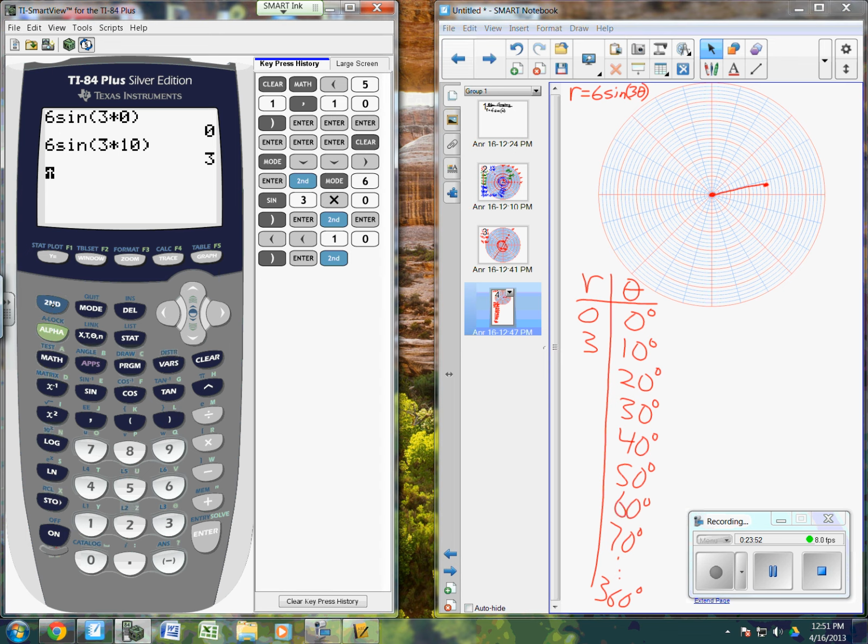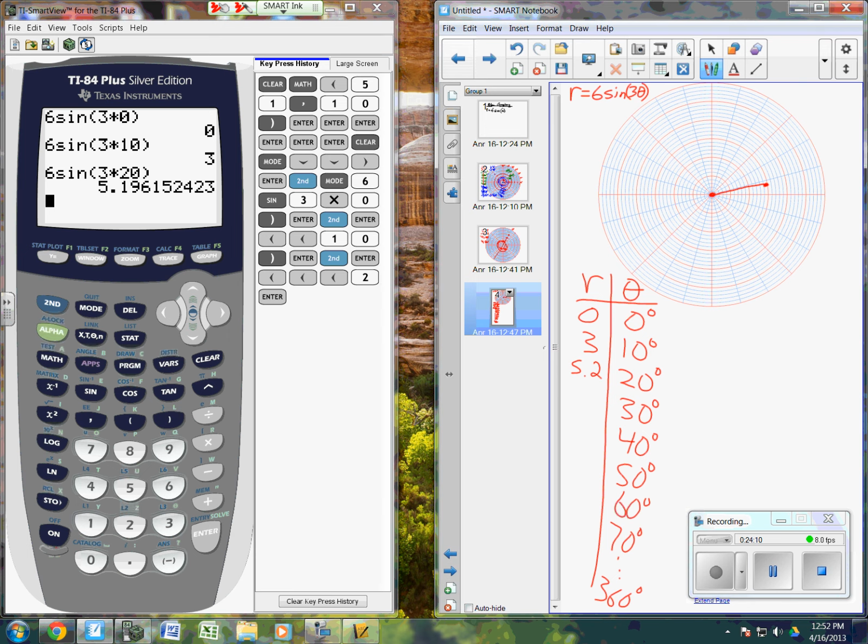Hit second and enter. Go back and change that to 20. And you get 5.2. Round to the nearest tenth. So you're going to go to the 20 degree line and go out to 5.2, somewhere right around in there. So now you're going to connect that one to that one.